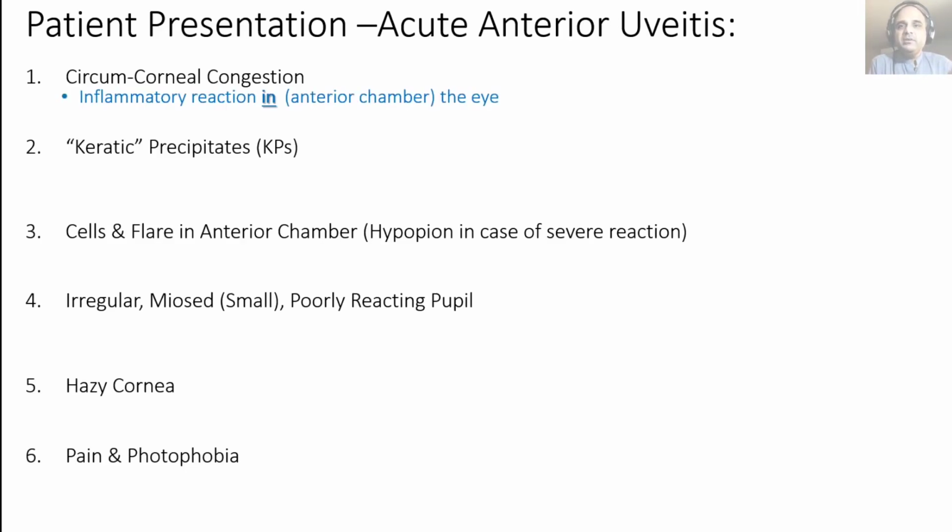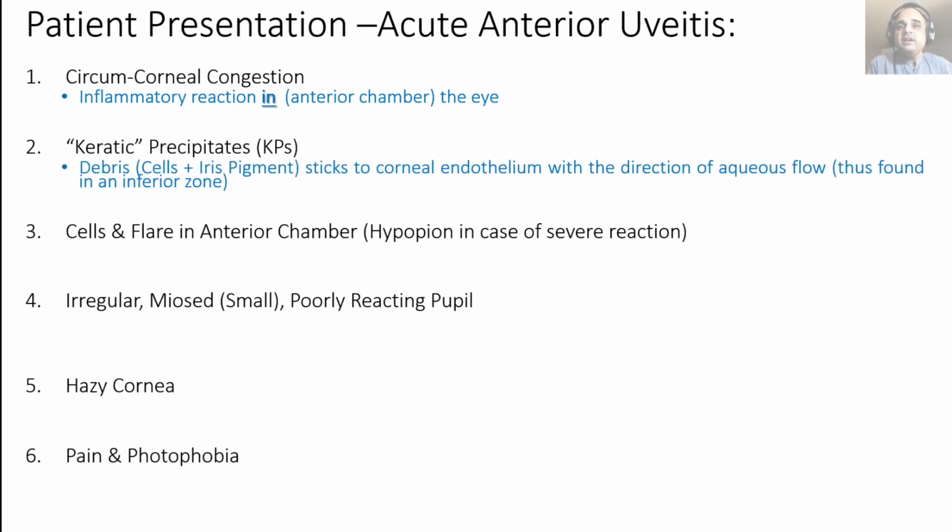Circumcorneal congestion is simply because of all the reasons that we have been talking about before. The inflammation is within the anterior chamber. So the only sign you're going to get outside are those dilated vessels at the limbus. Keratic precipitates are all the inflammatory debris within the anterior chamber that tends to stick to the corneal endothelium in the direction of the aqueous flow. Thus, they are seen mostly inferiorly. And remember, in inflammation, tissues are sticky, so this sticky sort of debris tends to stick to the corneal endothelium. Cell and flare are just inflammatory reactions in response to inflammation.